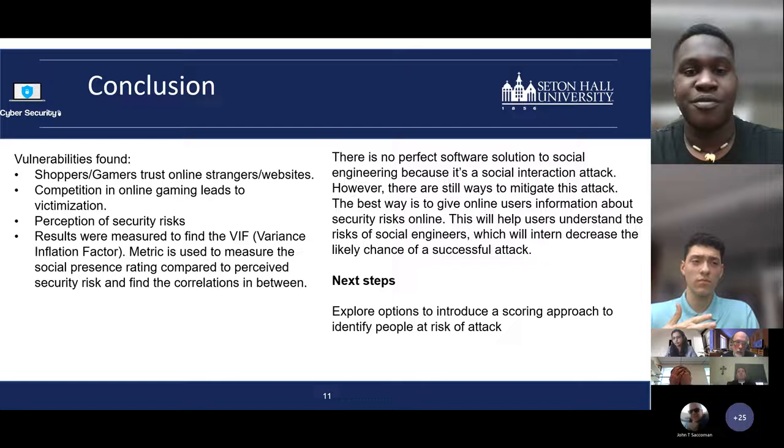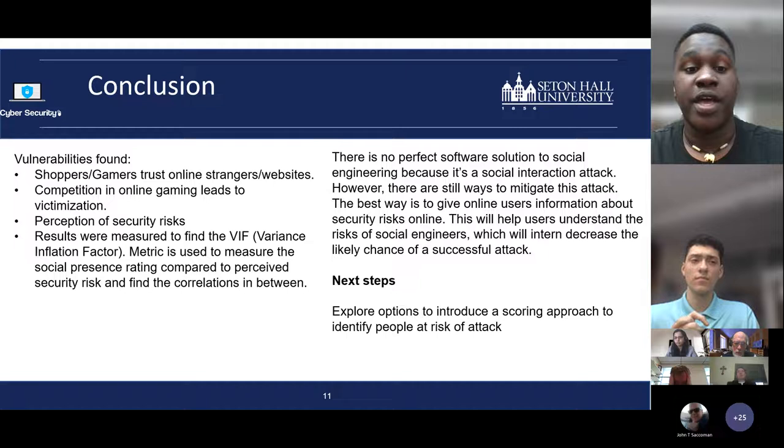So in order to work towards mitigating attacks such as these, we can better inform users on social engineering attacks such as data phishing that we might not be as knowledgeable about. And to move forward, introducing a scoring approach would definitely help people identify the risks that they could meet in working on things as such.